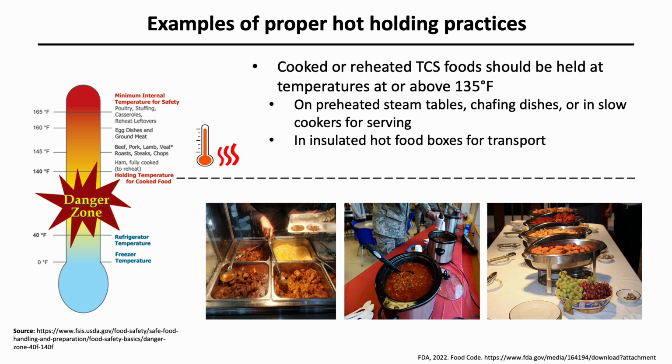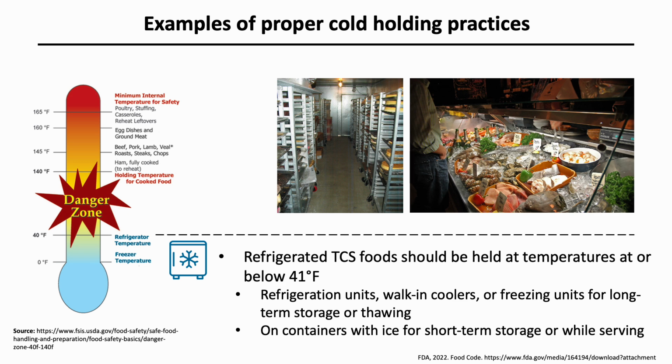This can be done by placing cooked or reheated food on preheated tables, chafing dishes, or in slow cookers while serving, or by transporting food to different locations in the establishment via insulated hot food boxes. For proper cold holding practices, refrigerated TCS foods should be held at temperatures at or below 41 Fahrenheit to prevent C. perfringens growth. This can be done by storing foods in refrigeration units, walk-in coolers, or freezing units for long-term storage or thawing, or in containers with ice for short-term storage or serving.